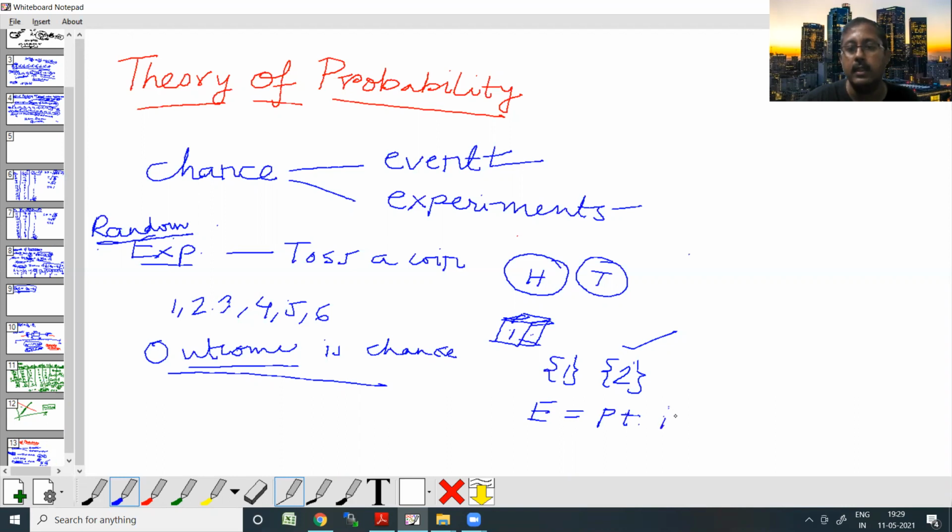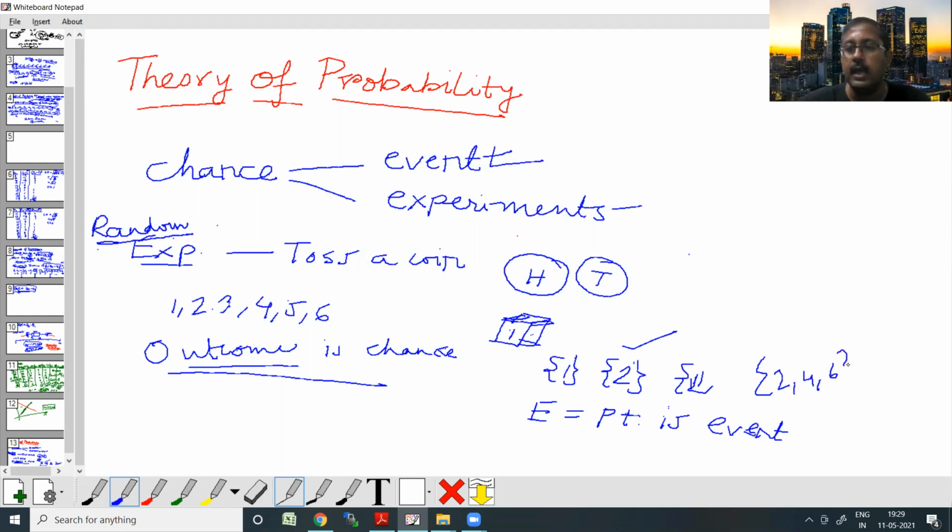Point is even. Okay, so this is definitely an event. Or you can have the point being odd, so this is an event. So if I consider from a set theoretic perspective, what will be the set if we consider the point being even as the event? I can have a 2, I can have a 4, I can have a 6.